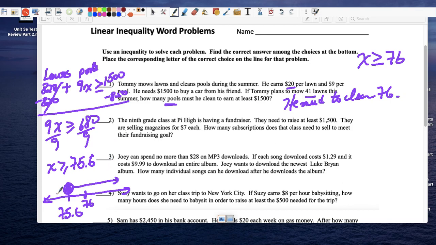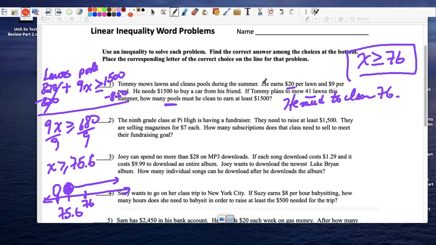Right, because if he cleans 75, let me put 75 here. So if he cleans 75 pools, is that enough money? No, he's going to be short just a little bit. So he needs to clean 75.6 or more. But since we can't clean 0.6 of a pool, the next whole pool would be 76. So the answer is this.